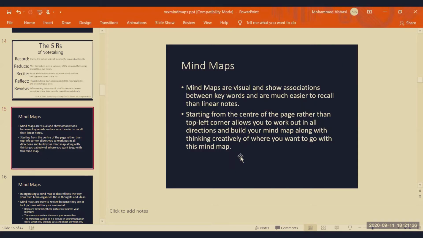So mind maps are visual, and they show associations between keywords, and are much easier to recall than linear notes.